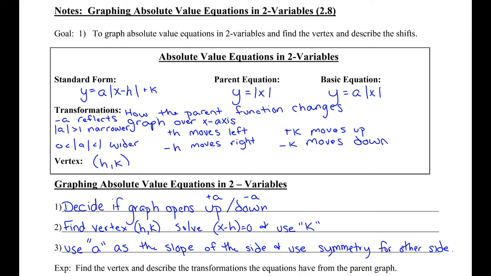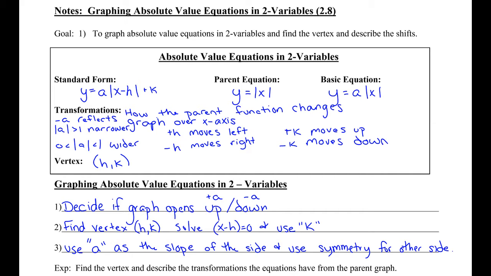Your steps for graphing are to first decide if your graph is going to open up or down, and that is based on the a value. If a is positive, it opens up. If a is negative, it opens down. Then you will find the vertex, which is the point h comma k, and you will solve what's inside the absolute value, the x minus h, for h, and then you're going to use the k value. Then we're going to use the a value as the slope of one side, and then we're going to use symmetry to reflect it to the other side.